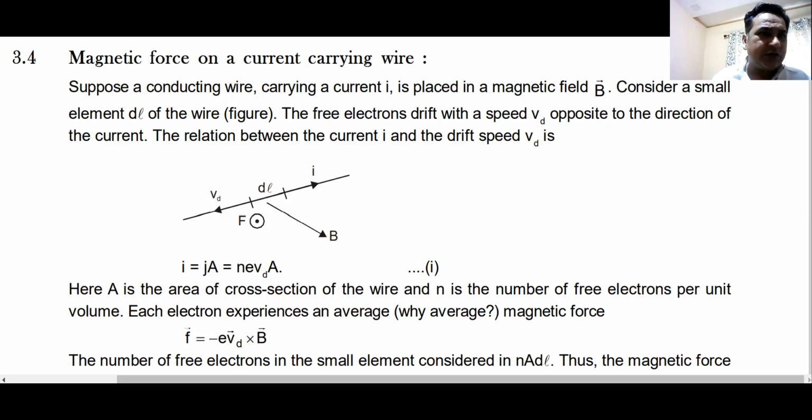What happens when E is 0 and B is not 0, and B is 0 and E is not 0? I wanted to solve those questions. I was looking for them. I could not find my copy of S.C. Verma, where it was. That just distracted my mind, and that happened.